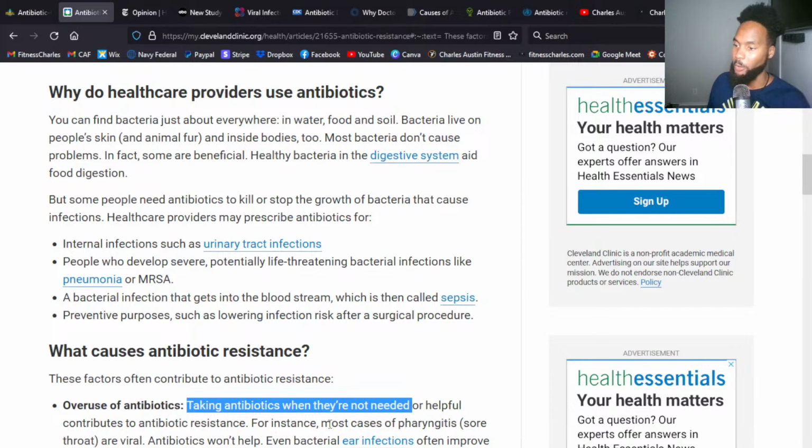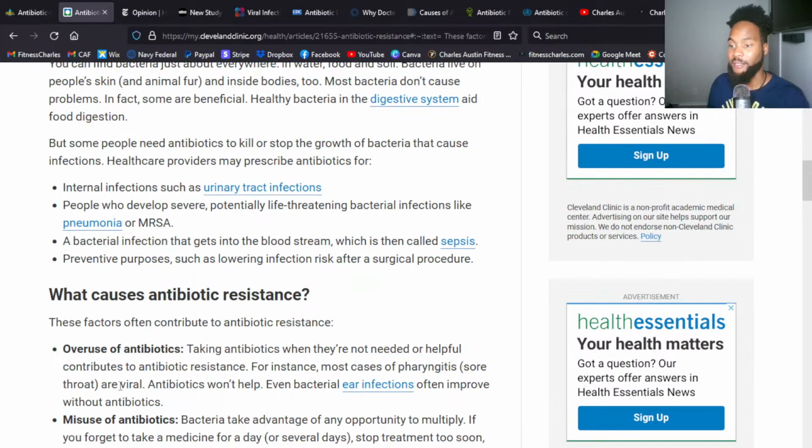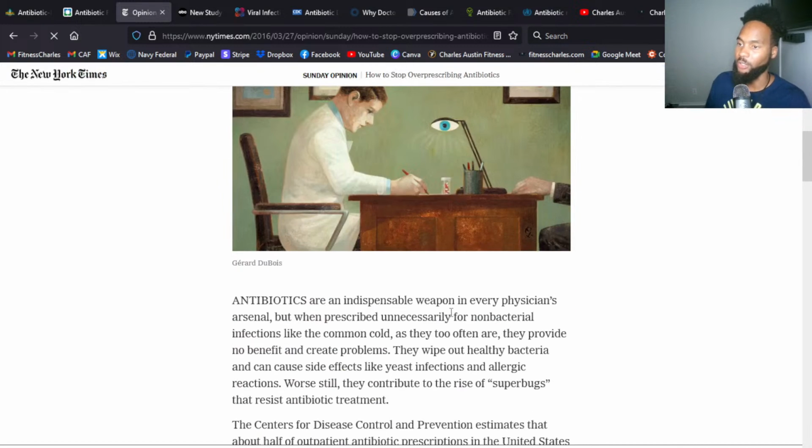So as it says here, most cases of pharyngitis, we're just talking about sore throat. So when your throat is sore, inflamed, trouble swallowing, stuff like that. In many cases, pharyngitis is a viral issue. So we're talking about a virus, which is a totally different animal, right? Totally different thing. So antibiotics won't help, but for whatever reason, they're still being prescribed, right? So this study here, this article here, is about overprescribing of antibiotics by doctors, right?